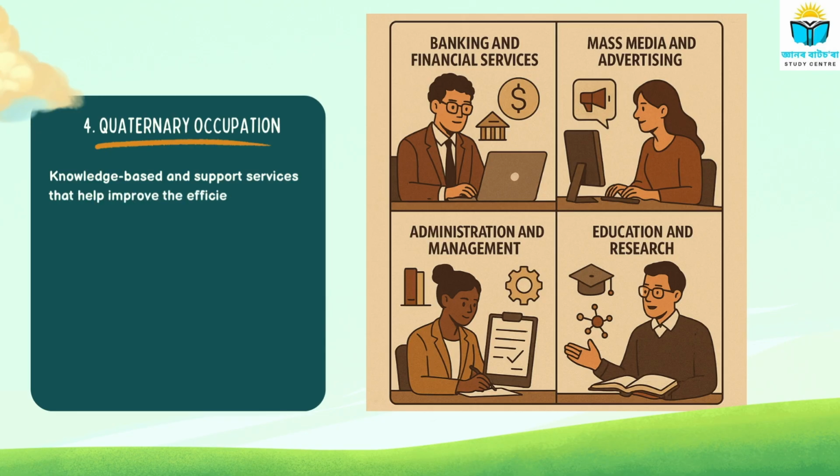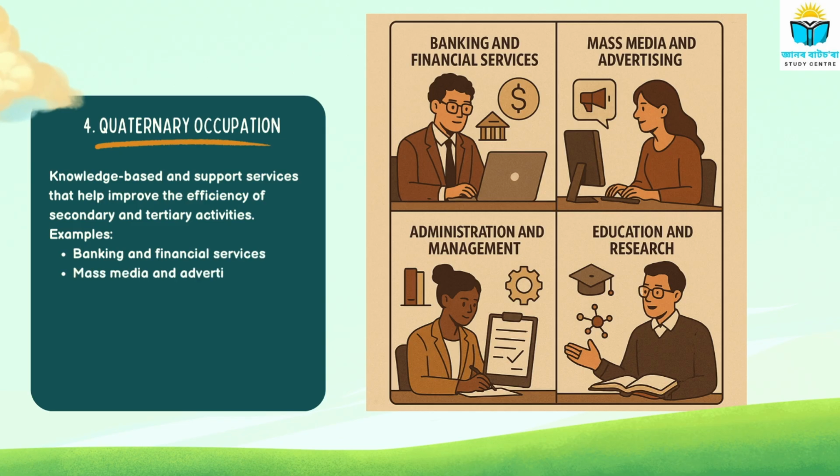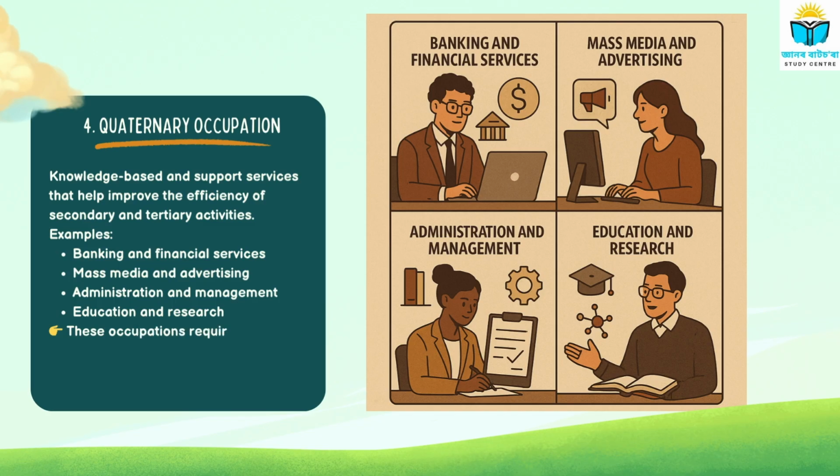The fourth type of economic activity is called the quaternary occupation. These are knowledge-based and support services that help improve the efficiency of both secondary and tertiary activities. Examples are banking and financial services, mass media and advertising, administration and management, and the last we can say education and research. These occupations require skilled professionals and they play a key role in planning, innovation, and development in modern economies.